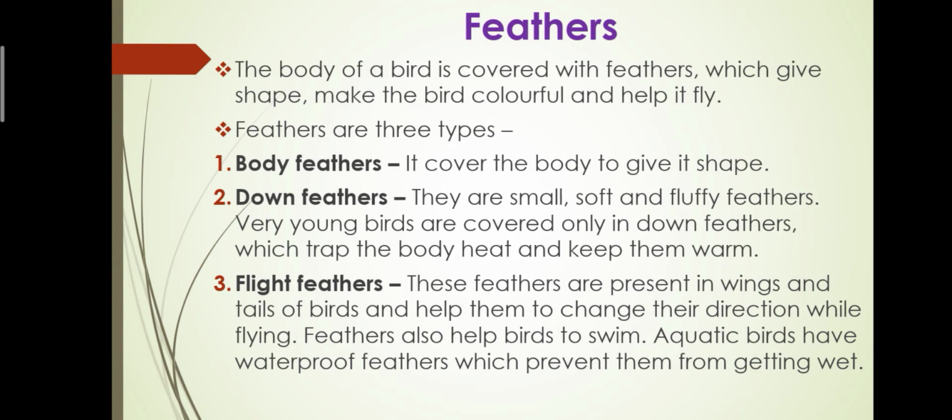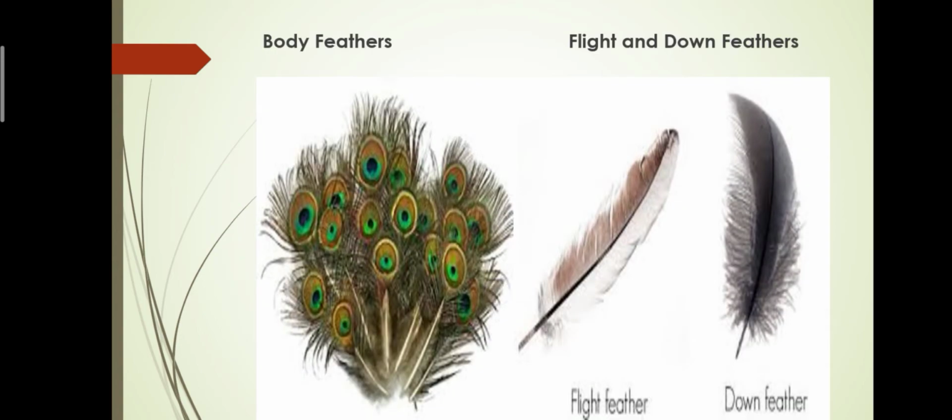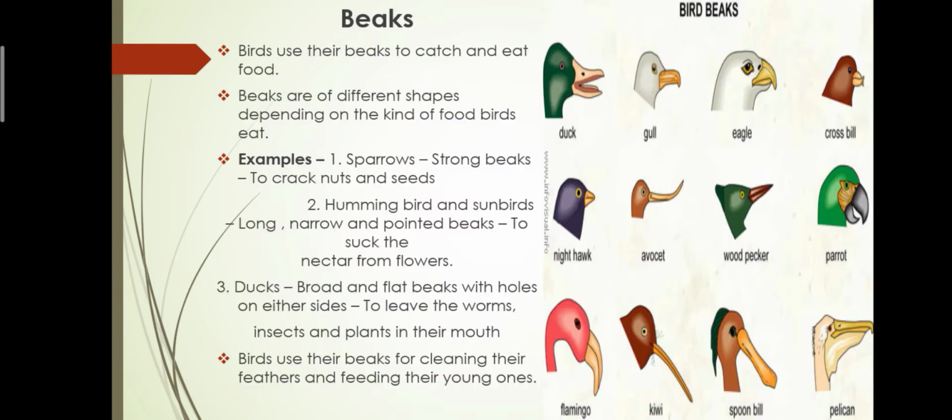Now the last one, the flight feathers. Flight feathers are present in wings and tails of the birds, which help them to change their direction while flying. Feathers also help them in swimming. Aquatic birds have waterproof feathers which prevent them from getting wet. In this picture, you are able to see the body feather, flight feather and down feather.